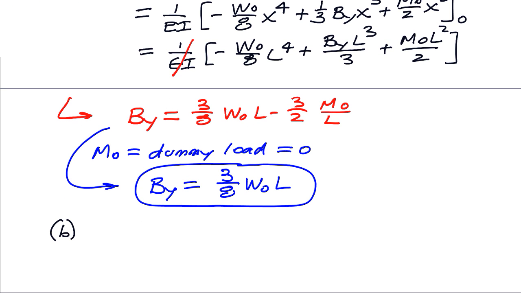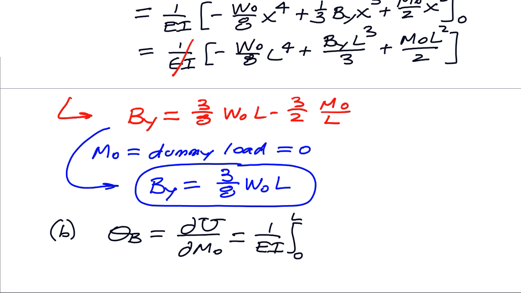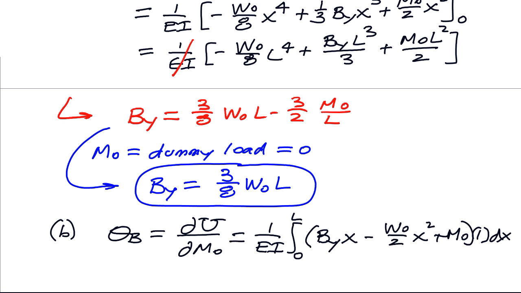Okay, so now we're asked to find the rotation at B. Using Castigliano, that's partial of U with respect to our dummy load M naught. So that's going to be equal to 1 over EI, integral from 0 to L, of M, which is By x minus W naught over 2 x squared plus M naught. Partial of M with respect to M naught is a 1, so that gets integrated over x.